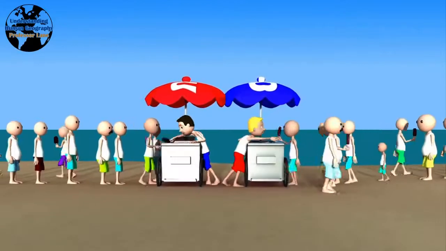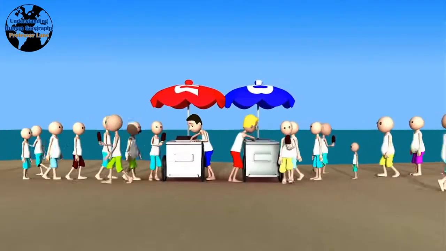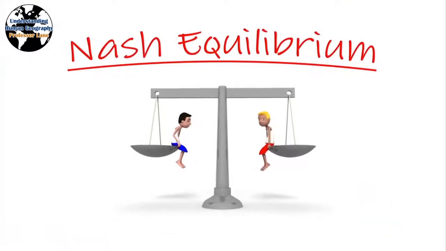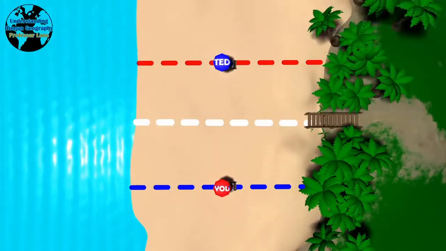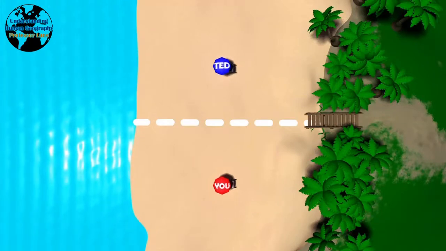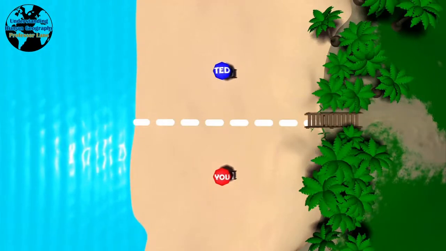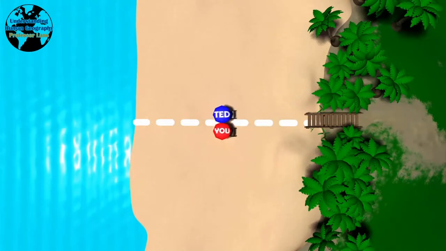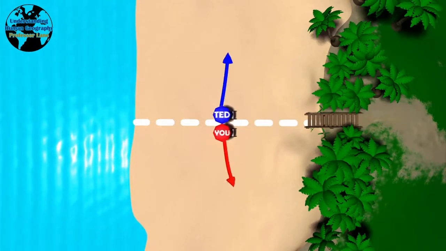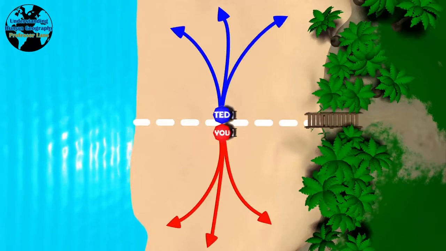At this point, you and your competitive cousin have reached what game theorists call a Nash equilibrium, the point where neither of you can improve your position by deviating from your current strategy. Your original strategy, where you were each a quarter mile from the middle of the beach, didn't last because it wasn't a Nash equilibrium. Either of you could move your cart towards the other to sell more ice cream. With both of you now in the center of the beach, you can't reposition your cart closer to your furthest customers without making your current customers worse off.